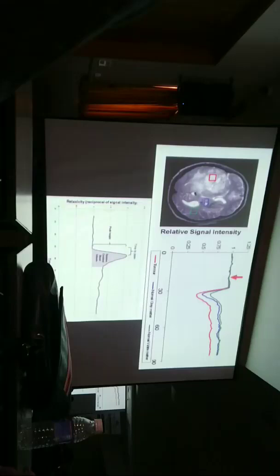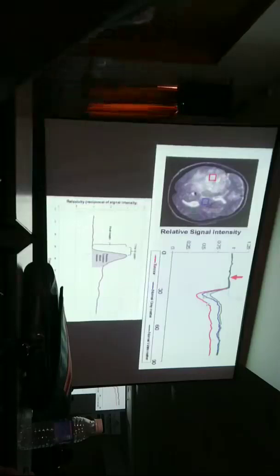So this corresponds to the gray matter. You get the normal first pass cerebral volume of that area. And we kept one region of interest in the tumor, and you know that this is the cerebral blood volume of that area. We call it relative cerebral blood flow.